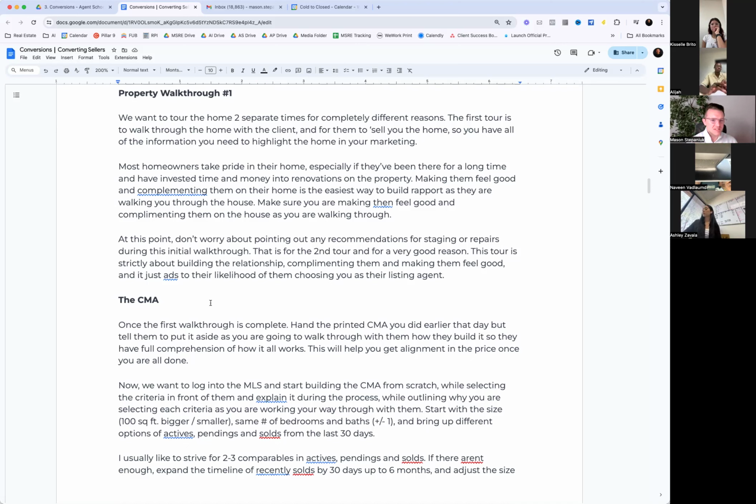But we don't want to point this out right away. Any recommendations for staging, touch-ups, or repairs, we don't want to do in the first walkthrough. We'll do that in the second walkthrough. Again, this tour is strictly about building the relationship, complimenting them and making them feel good. And it just adds to the likelihood of them choosing you as their listing agent.